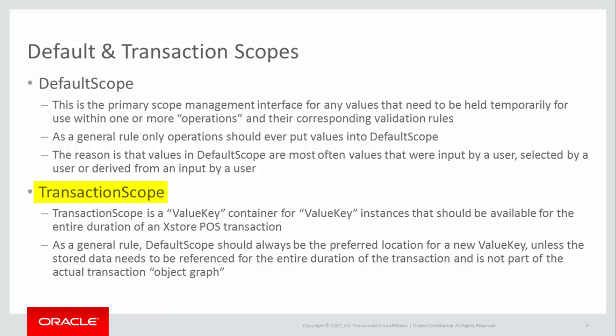Again, the transaction scope is a special value key container for value key instances that should be available for the entire duration of an XStore POS transaction. As a general rule, you always want to use default scope as the preferred location for a new value key unless the stored data needs to be referenced for the entire duration of the transaction and is not part of the actual transaction object graph. If the data is part of the actual transaction object graph, for example, a transaction property or a line item or a tender or a tax, those pieces of data are already accessible in scope because they're already hanging off of that transaction object graph, which is managed in transaction scope. So you would never need to put those in transaction scope separately.